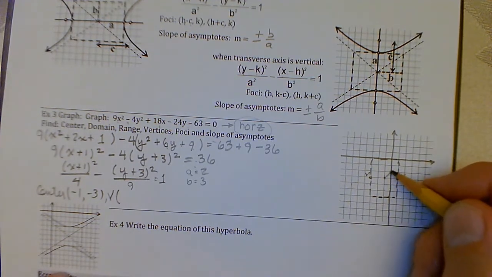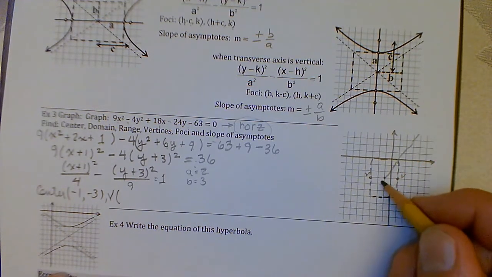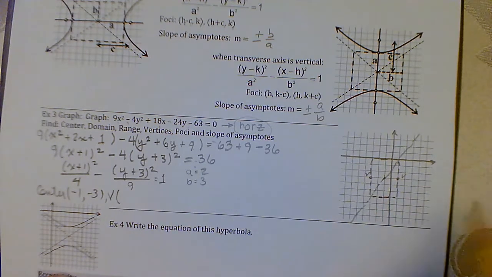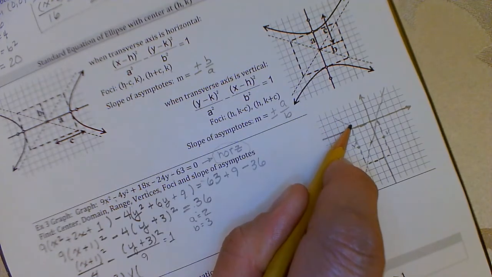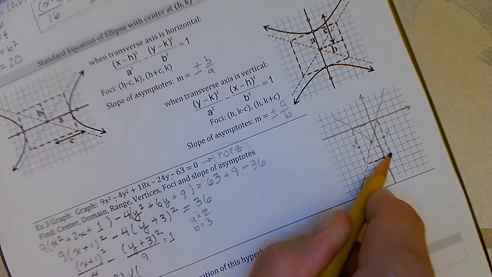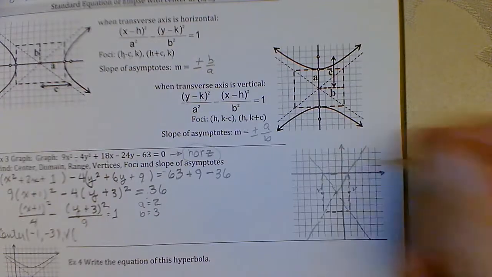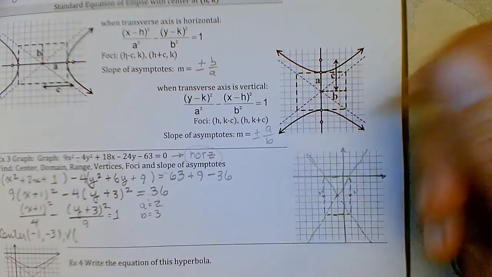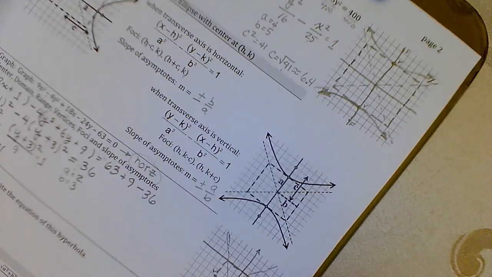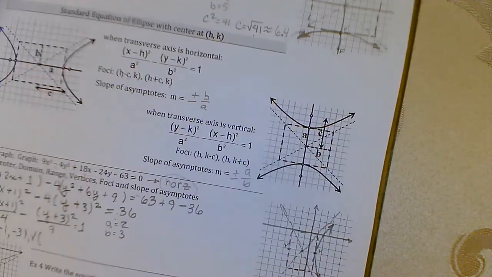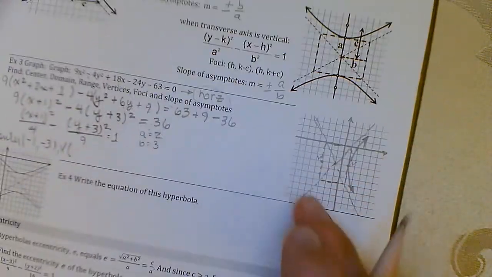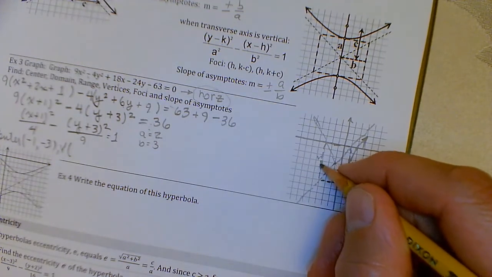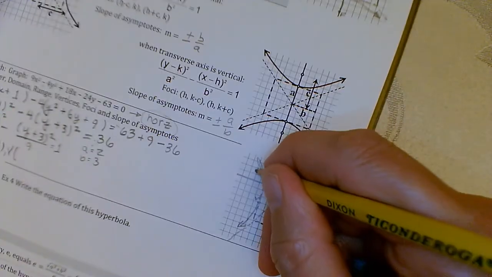Okay, and through those I draw asymptotes. Sketch them if you will. And then we could just sketch those in. Now, sometimes it's going to be vertical. The transverse axis is vertical. In this case, the transverse axis was horizontal. So sketch that in as well.